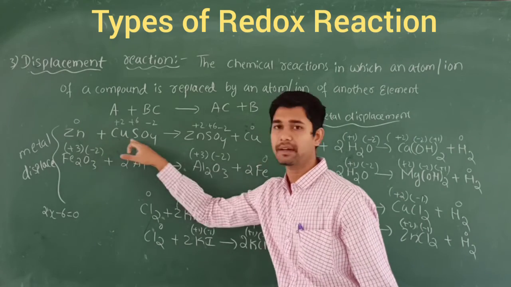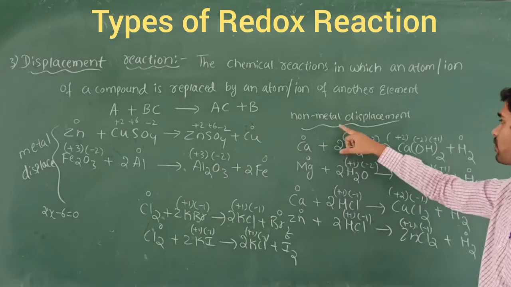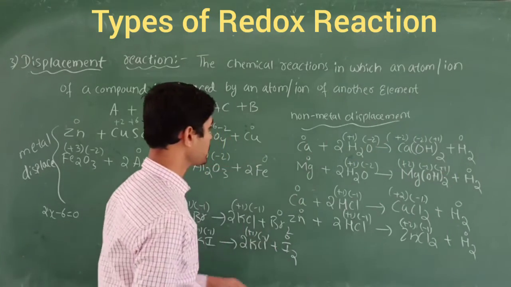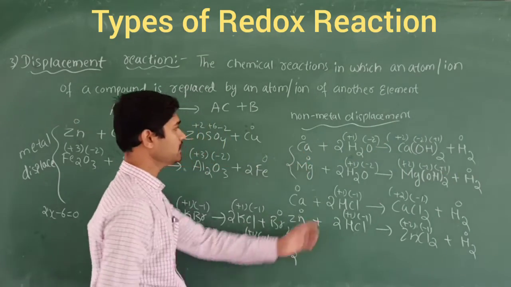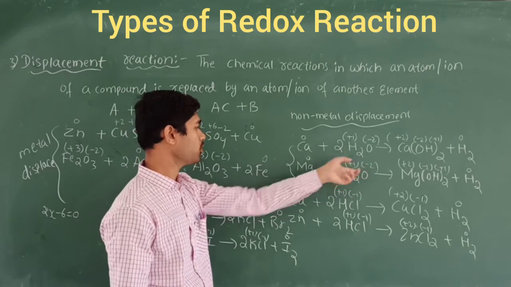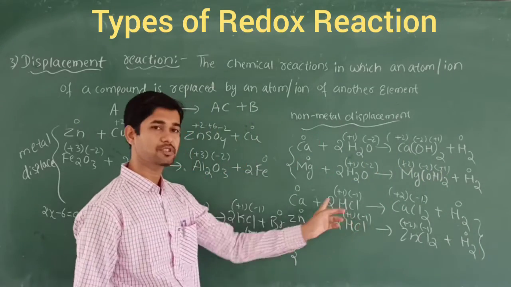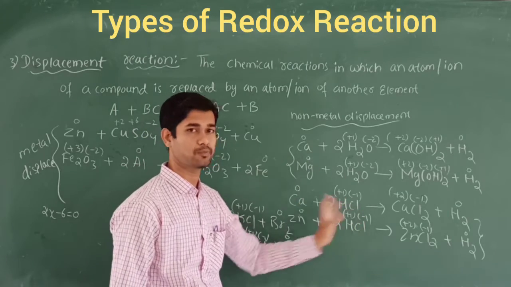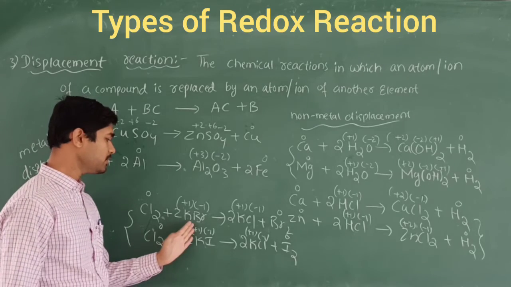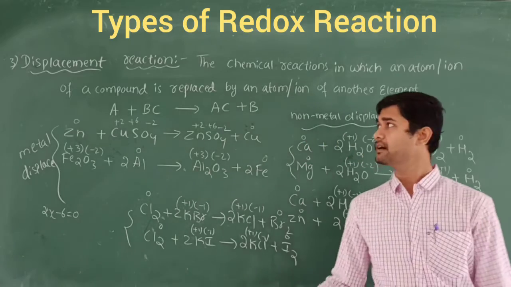So these are the examples for the non-metal displacement reaction. In that, these first examples are for hydrogen being displaced from the water molecules, and these next set of reactions are examples of hydrogen gas being displaced from the acids, right? And these two sets of examples are for the displacement of the halogen compounds. These also come under displacement reactions.